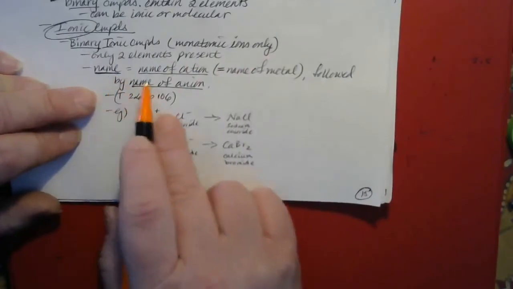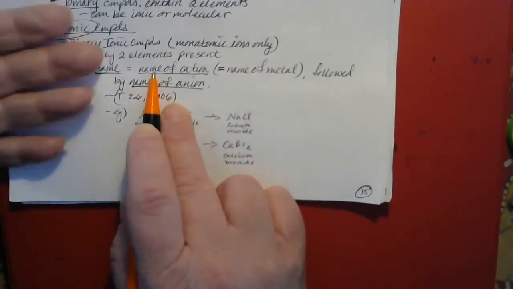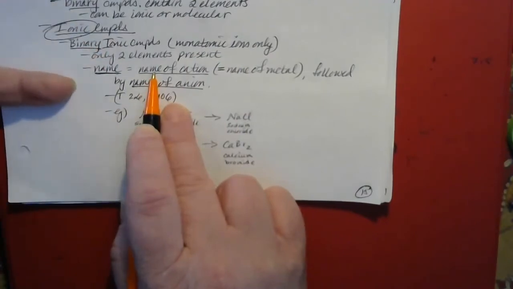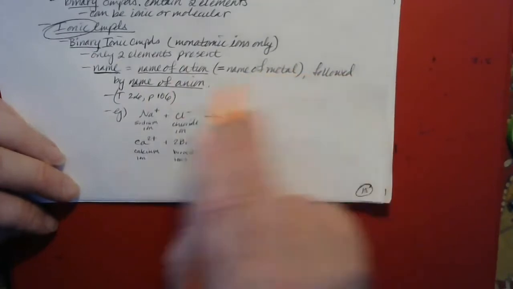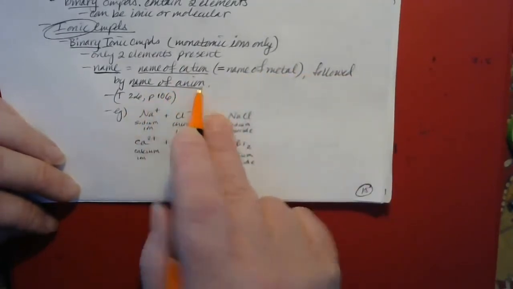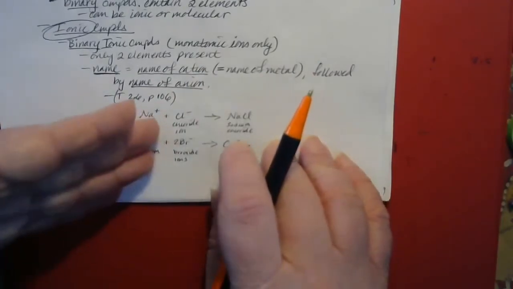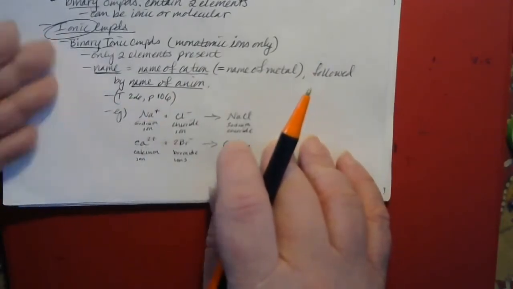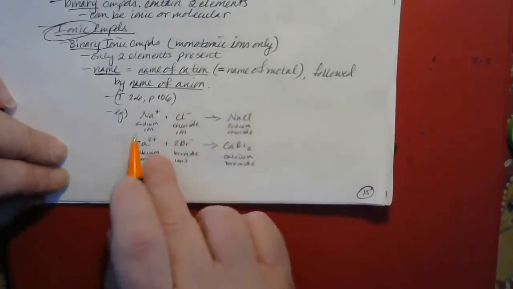The name of the compound will just be the name of the cation, which we normally write first in the formula anyway. And the name of the cation will be just the name of the metal, followed by the name of the anion, which we normally write second. So cation first, anion second, and it goes like that for the formula and for the name. There's a table on page 106 that you can look at that lists out a bunch of examples, and I'll just include a couple here.